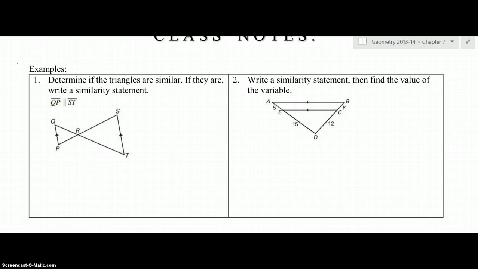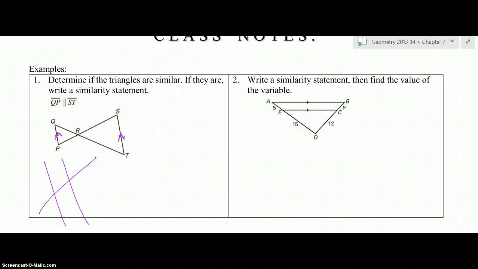Okay? And what they've told you here is we have parallel lines. Now, even if they didn't tell you this, in your diagram you can see the arrows there. That means parallel. Okay? So you can assume that even if they didn't tell you that. Okay, so why does that matter? Well, let's just sketch a picture here.